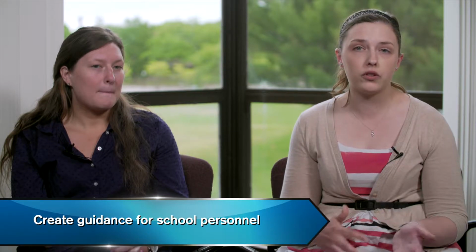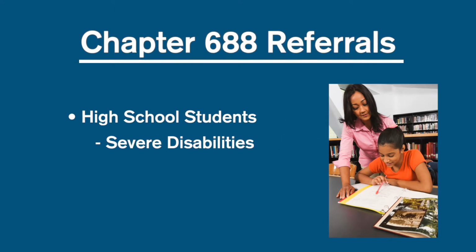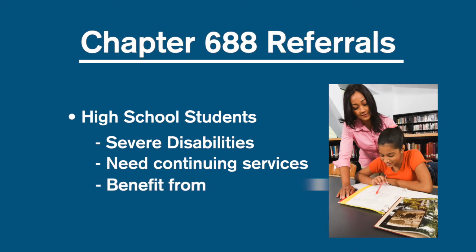At the beginning of every school year, we have professional development days before the school year starts. So I steal part of that from my department, and I made a cheat sheet, if you will, for our special ed case managers on how a referral should be done, and what students would be appropriate as far as a profile for students who should be direct referrals versus those 688 referrals, and what the difference between those things are. Chapter 688 referrals are for high school students with severe disabilities who are deemed by the local school district to need continuing services from an adult human service agency after leaving school, and who would benefit from an individualized transition plan, ITP.